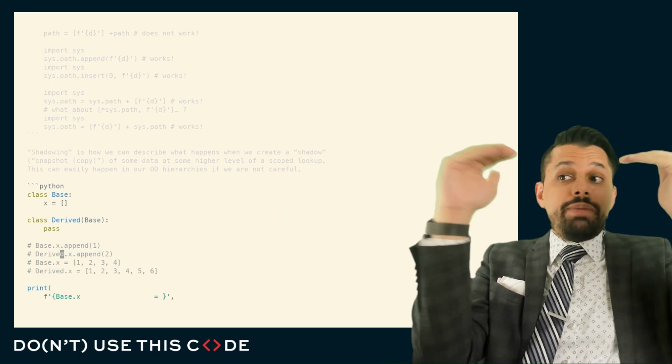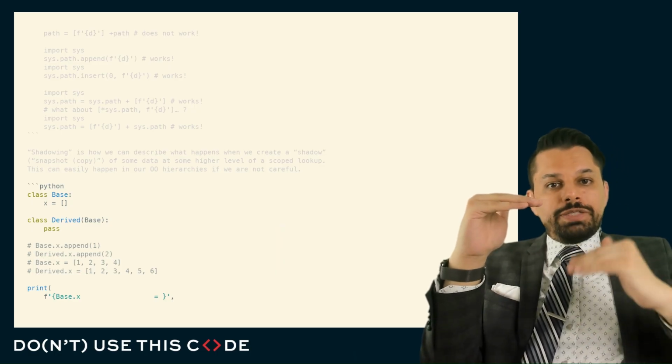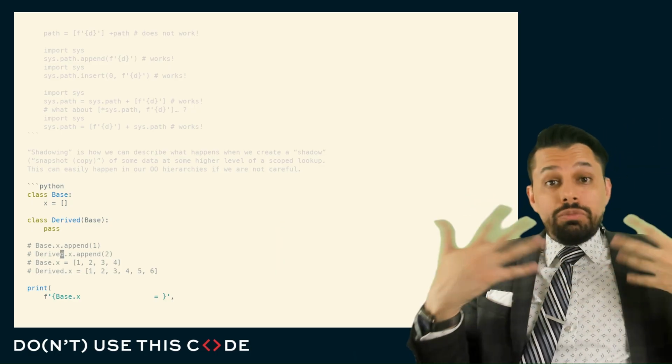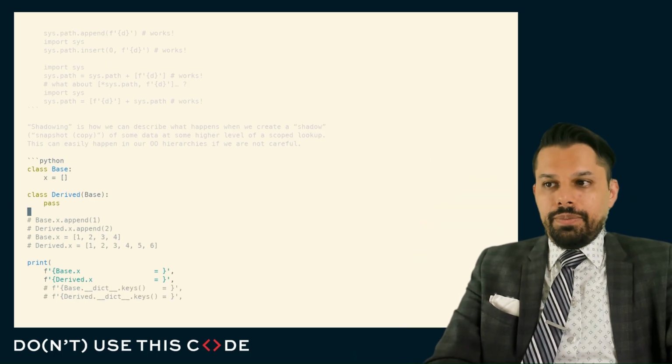Shadowing is how we refer to what happens when we have some kind of multi-layered structure. And just like in that chain map or in the sys.path example, we create an entry at one layer that is maybe blocking view to the other layer, shadowing it. The shadow is blocking out the light, as you might think.